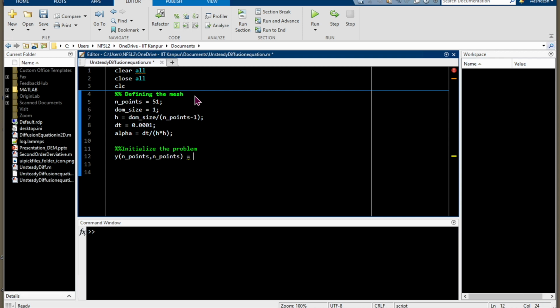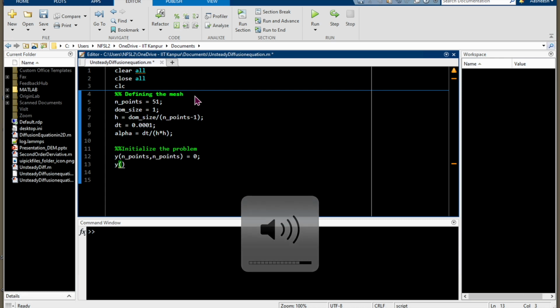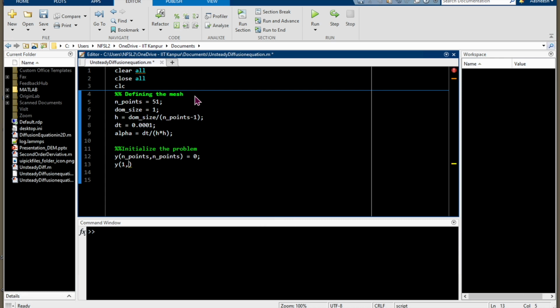MATLAB is a game of arrays or matrix multiplication, for solving the CFD problem. So first row I am making as 1.